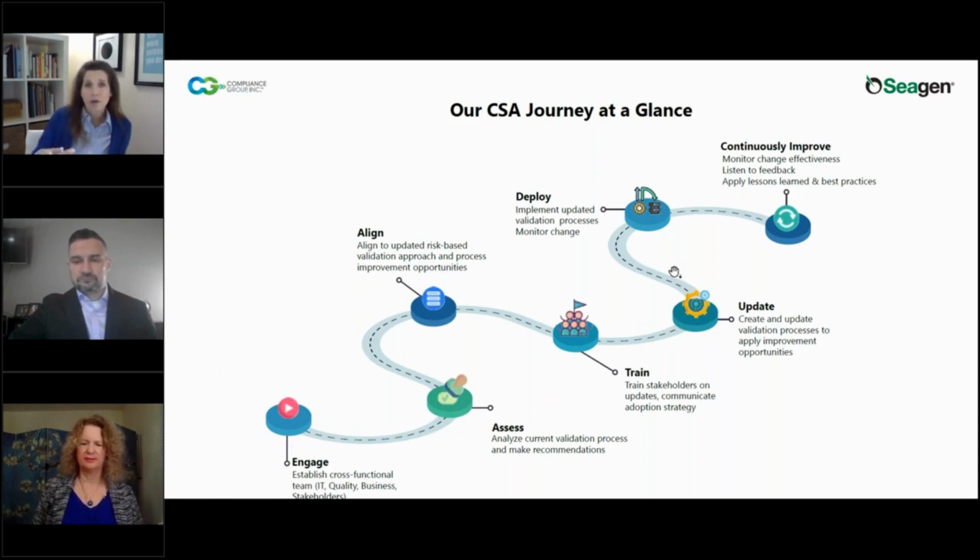It was a long journey. We want to make sure that the changes that we worked hard as an organization to implement are actually doing for us what we want them to do for us. So that's just our journey at a glance.